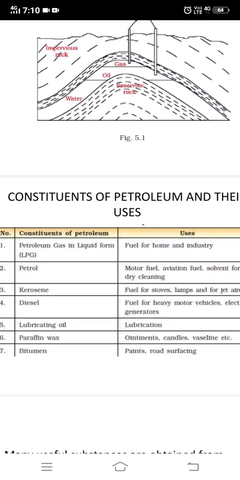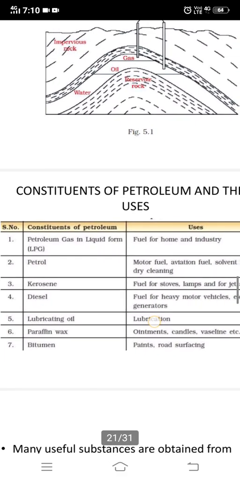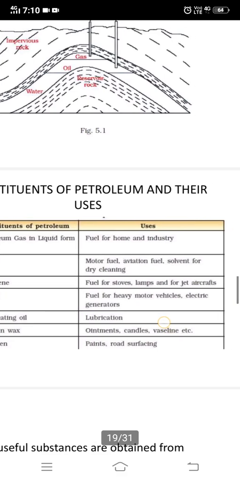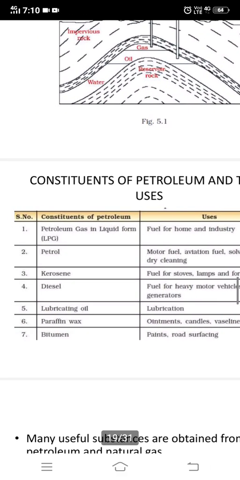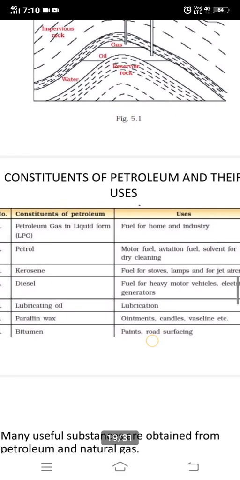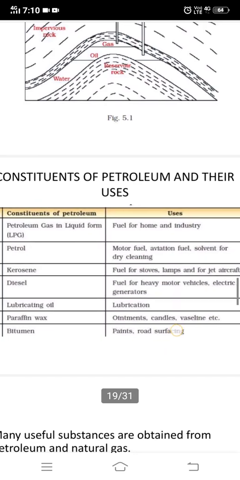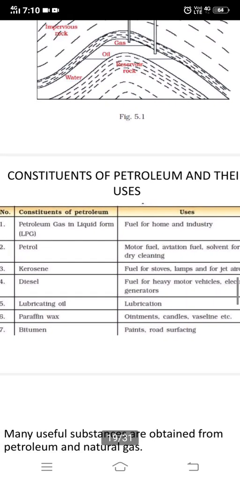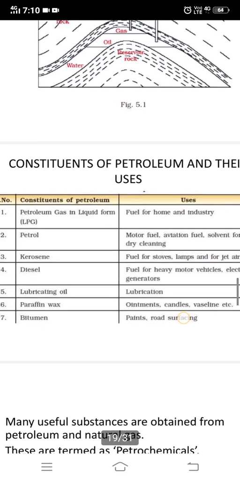When we see, they are LPG, you know, liquefied petroleum gas, which we use in our kitchen. So it is a petroleum gas which is in liquid form. And where is it used? It is used as fuel for house and industry. Then petrol, you know it very well. It is used in motor fuels, aviation fuel, solvent for dry cleaning. Then kerosene. It is used as fuel for stoves, lamps and for jet aircrafts.